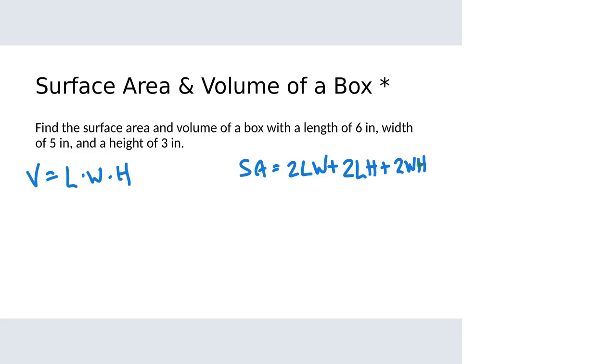In the poll, surface area is first, volume is second. So surface area followed by volume. Really, this is about being able to use those two formulas. I want you to have a really good understanding of how we got those formulas, where those formulas came from, what each little piece represents. But when you're asked to find the surface area and volume, it's really about using those formulas.